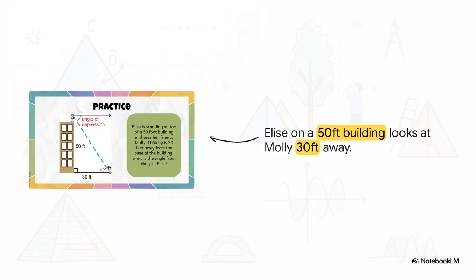Now, you might be wondering, what happens if we know the sides, but the angle is the big mystery? Well, good news. Our 4-step playbook still works like a charm. Let's set the scene. We've got Elise, and she's standing on top of a 50-foot building. She looks down and spots her friend Molly, who's standing exactly 30 feet away from the bottom of the building. The question is, what is the specific angle from Molly looking all the way up to Elise?